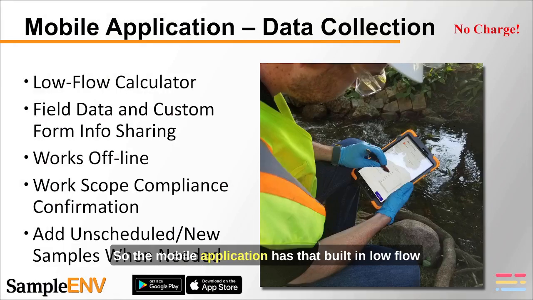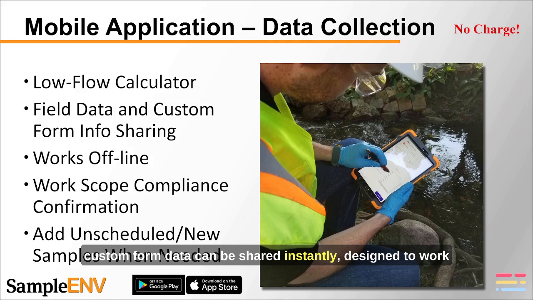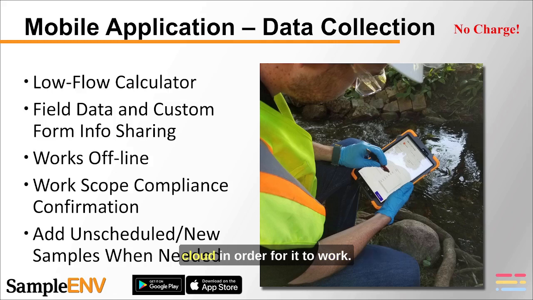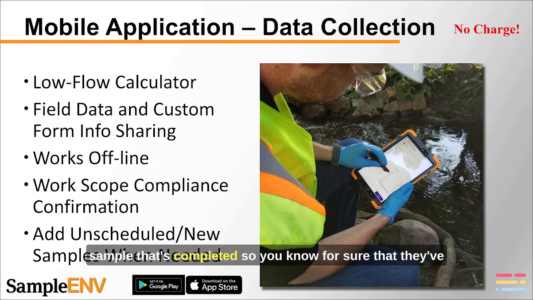So the mobile application has that built-in low-flow calculator, just kind of summarizing the app. Field data and custom form data can be shared instantly. It's designed to work offline, so you don't need to be connected to the cloud in order for it to work. And then it puts a little green badge on every sample that's completed, so you know for sure that they've all been done when they all have a green badge.